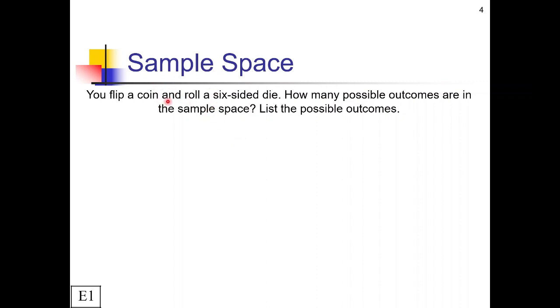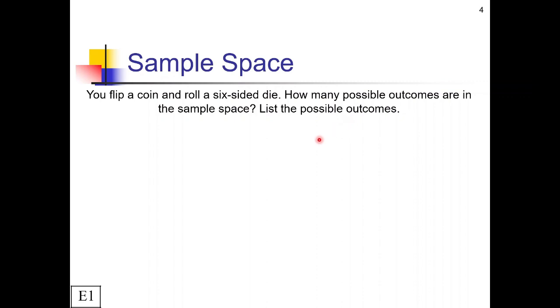So let's say that you flip a coin and roll a 6-sided die. And let's say that these are a fair coin and a fair die. No cheating here. We want to know how many possible outcomes are in the sample space for these two events, and then list those possible outcomes.